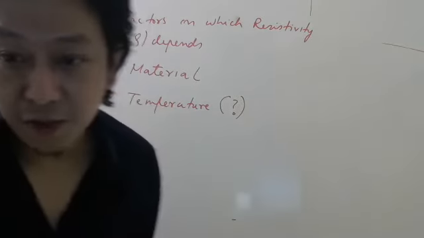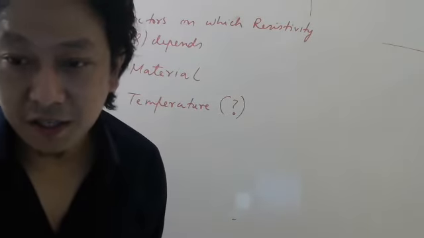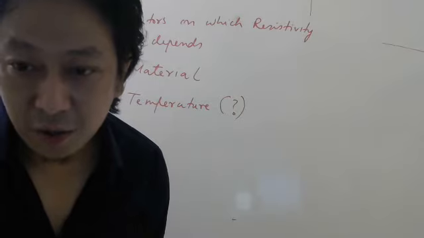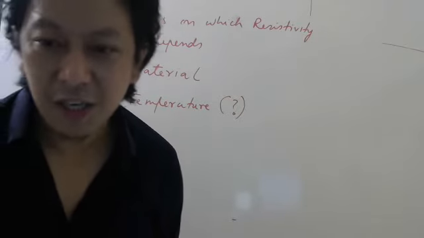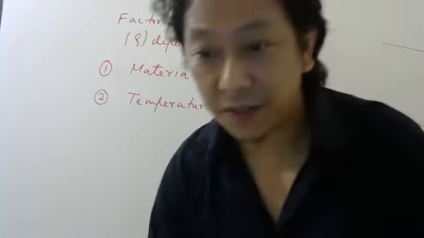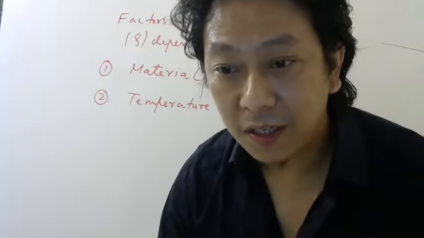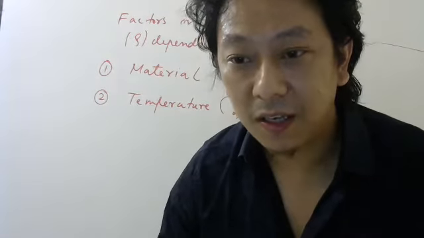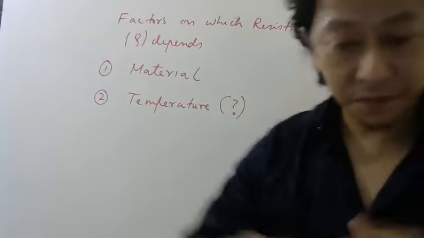Why does it depend on temperature? Yeah, some students are answering. Temperature increases randomness. Okay. Collision increases, though "collision increases" is not a very nice way to put it. So let us try to see what happens. Temperature increases, K increases.